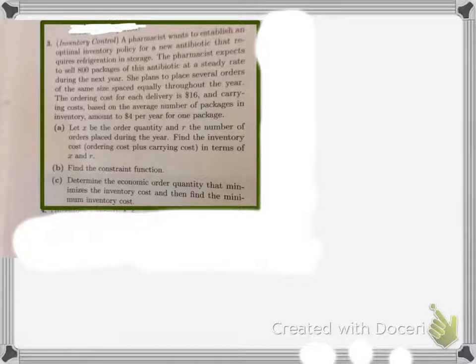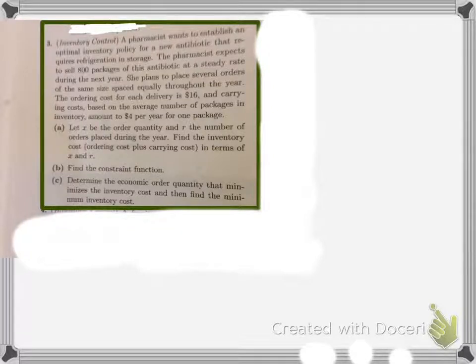Okay, in this video we're going to work on the inventory control problems in section 2.6. So I'm looking at question number 3, and it says a pharmacist wants to establish an optimum inventory policy for a new antibiotic that requires refrigeration and storage. The pharmacist expects to sell 800 packages of this antibiotic at a steady rate during the next year.